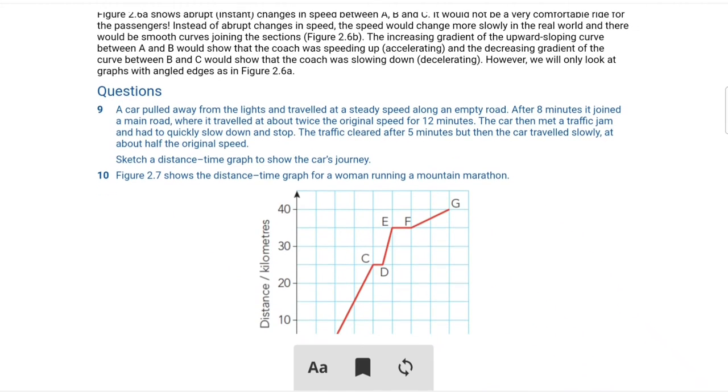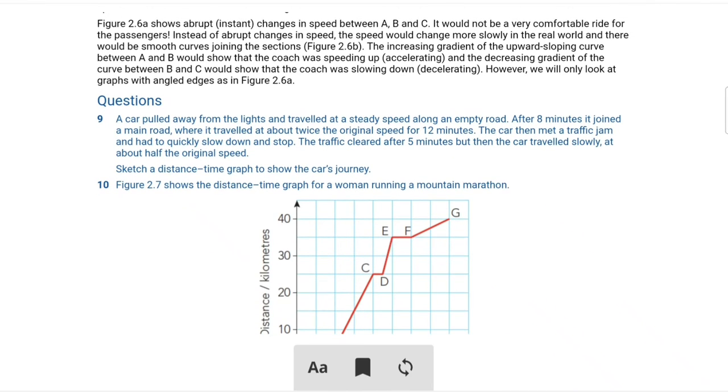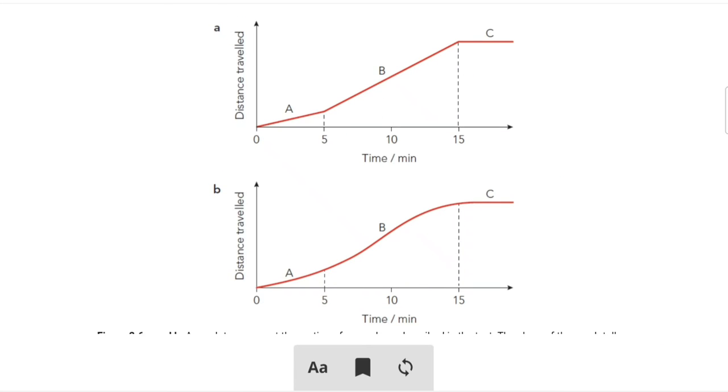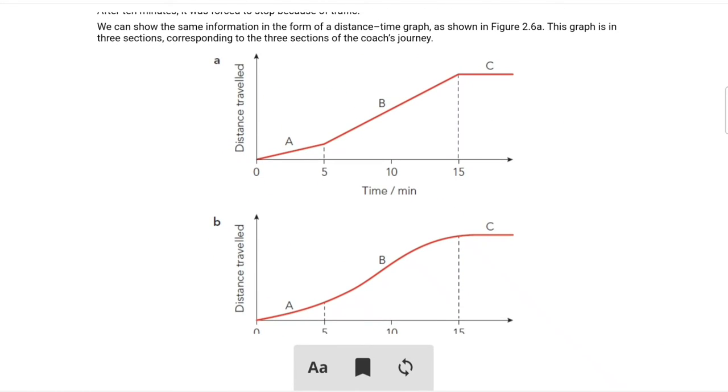So here we can see two questions related to this distance time graph. In a distance time graph, always the distance will be plotted on the y-axis and time is plotted on the x-axis, and we will be drawing a distance time graph according to the information given. From that particular graph we can analyze which section is having a greater speed, slower speed, and in which section the vehicle is not moving എന്നുള്ളതൊക്കെ നമുക്ക് അനലൈസ് ചെയ്യാം.